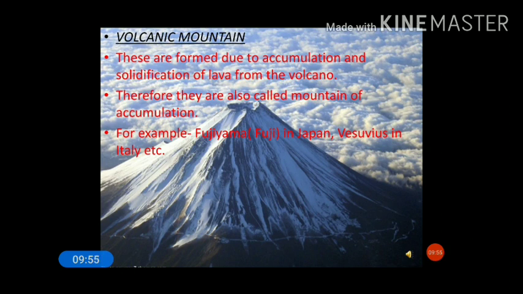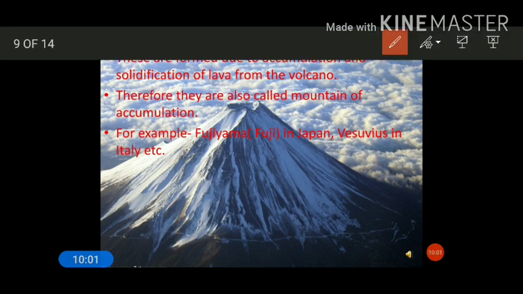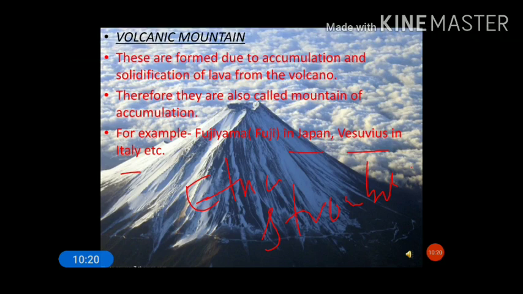For example, Mount Fujiyama or Fuji in Japan is an example of a volcanic mountain. Vesuvius in Italy, Mount Etna, and Mount Stromboli are also examples of volcanic mountains.